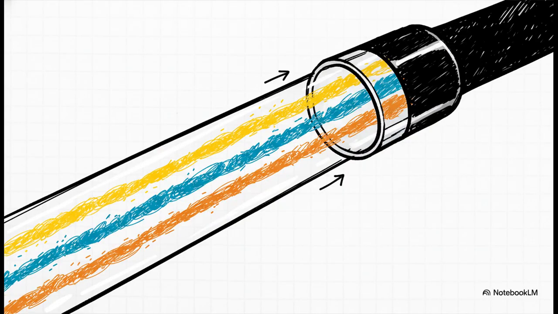And if you want to send even more data, which of course we do, engineers do something incredible. They send dozens of different signals down the exact same fiber at the exact same time just by using different colors of light. Each color, or wavelength, is its own private channel. It's like taking a single-lane country road and turning it into a massive, multicolored superhighway for data.